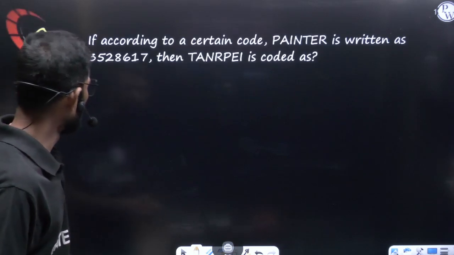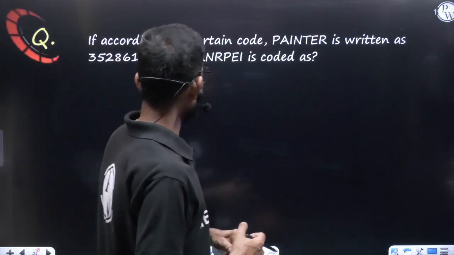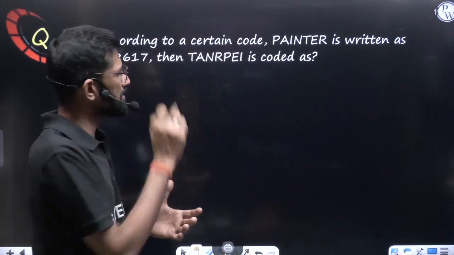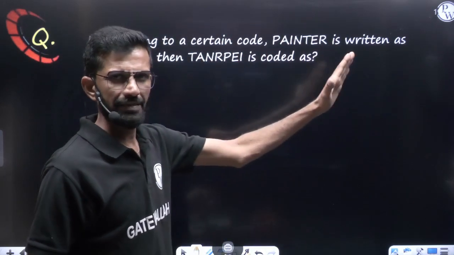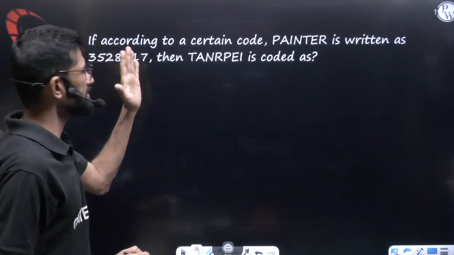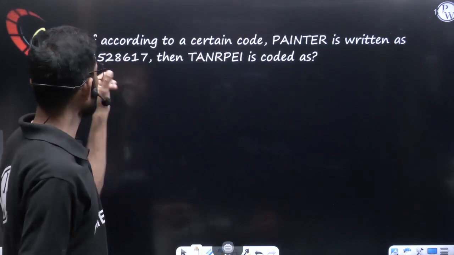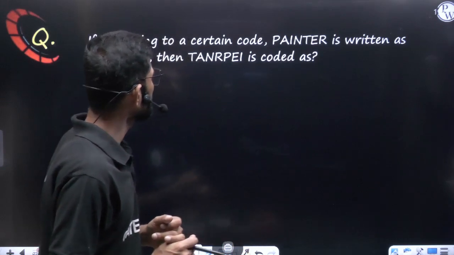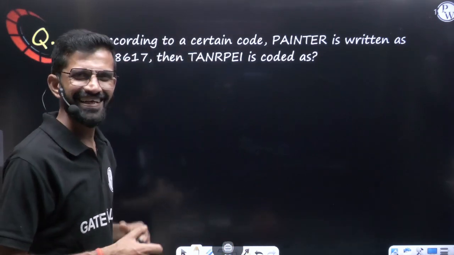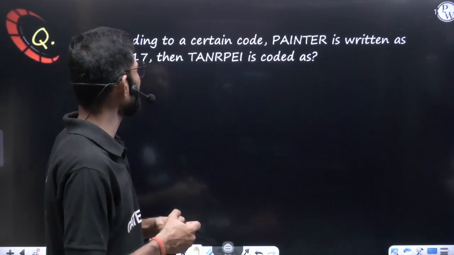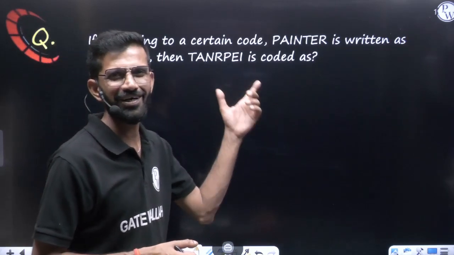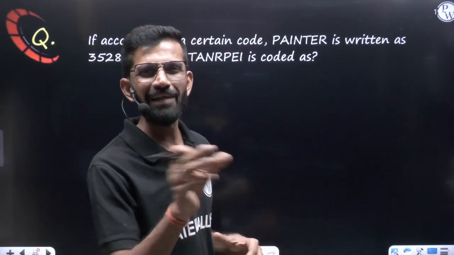So here the question goes. If according to a certain code, see they are giving you the example, painter is written as 3528617. Painter is written as 3528617. Then what is TANRPEI coded as? I cannot pronounce it, it is just a spelling, because it's not a word. It's just alphabets they have jumbled.